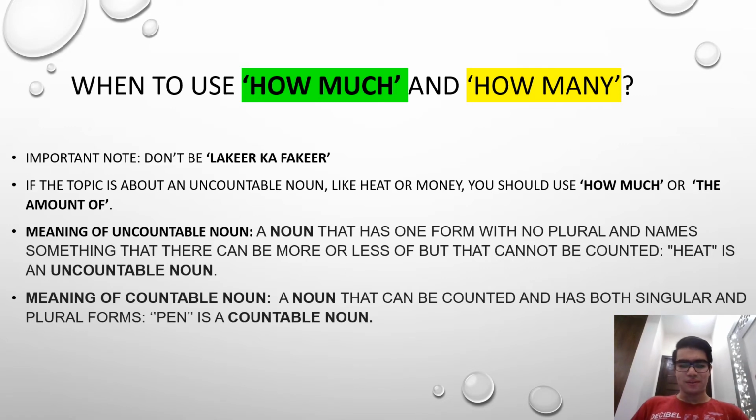Okay, so for example, heat is an uncountable noun. We use how many for countable nouns. A countable noun is basically a noun that can be counted, and it has both singular and plural forms. For example, pen, like car, is a countable noun. You can't say how much cars, you can say how many cars. Okay, so let's move on.